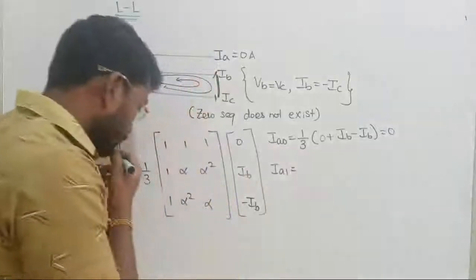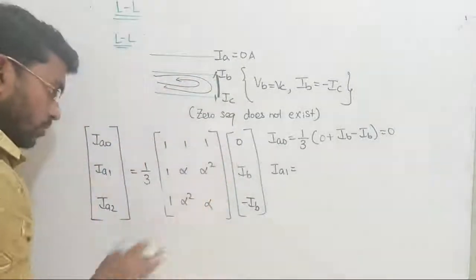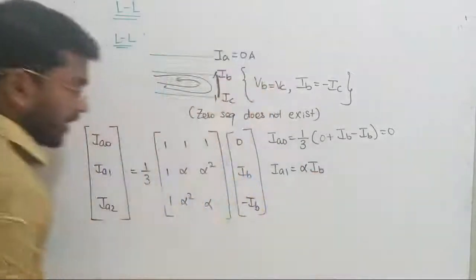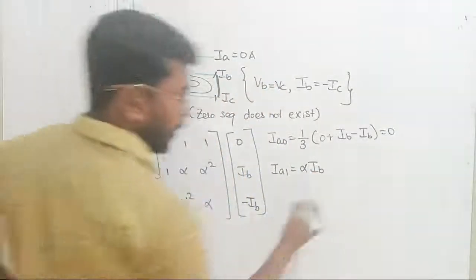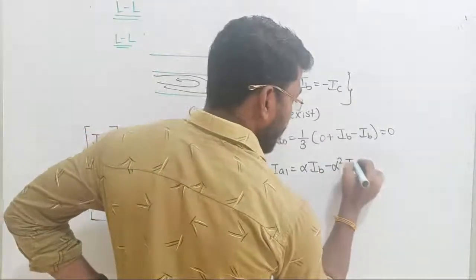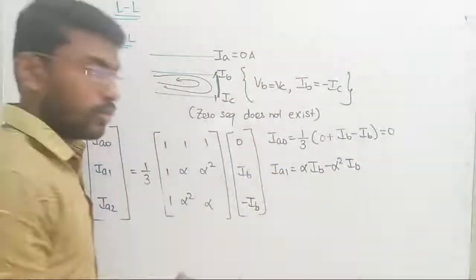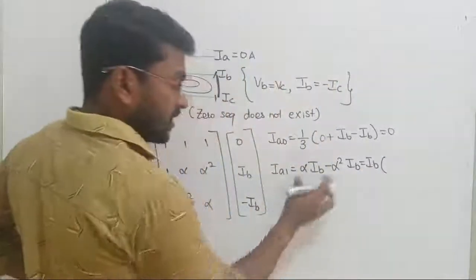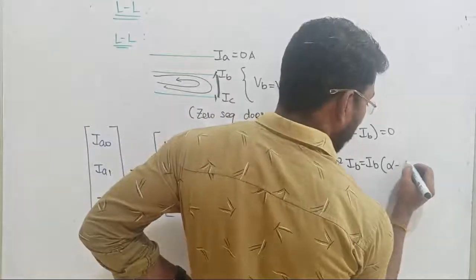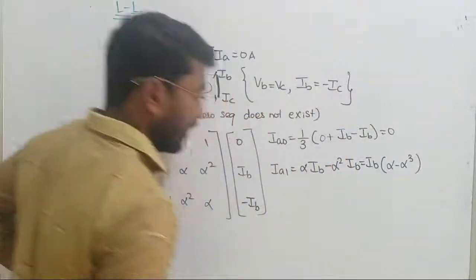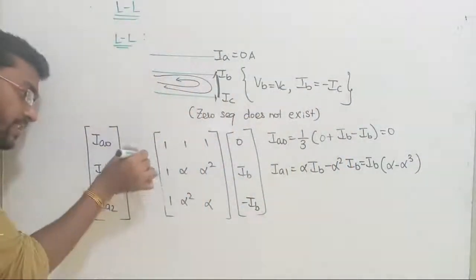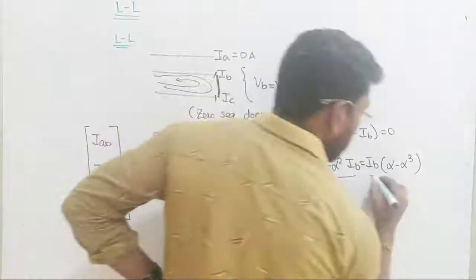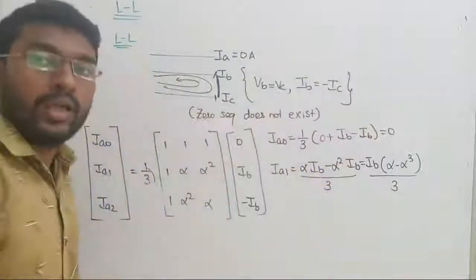Continue. IA1: 1 into 0, 0. Alpha into IB, of course, alpha into IB. Next, alpha square into minus IB, so minus alpha square into IB. Is there any mistake? No. So let me take IB outside, such that this resultant relation will become alpha minus alpha square. Did I leave anything out? Yes, 1 by 3, the scaling factor. 1 by 3 is missing now. Whole thing will be divided by 3.